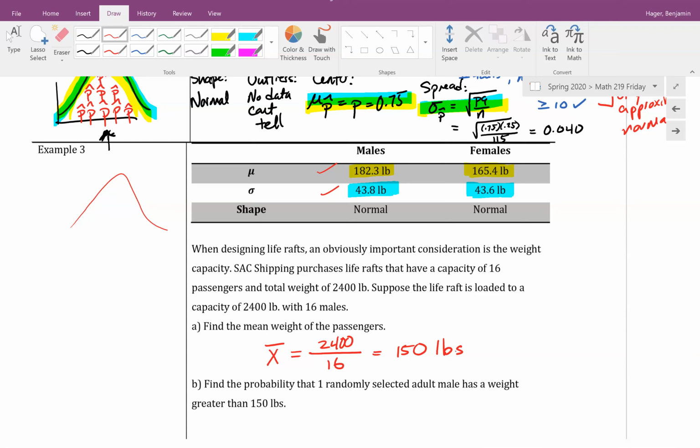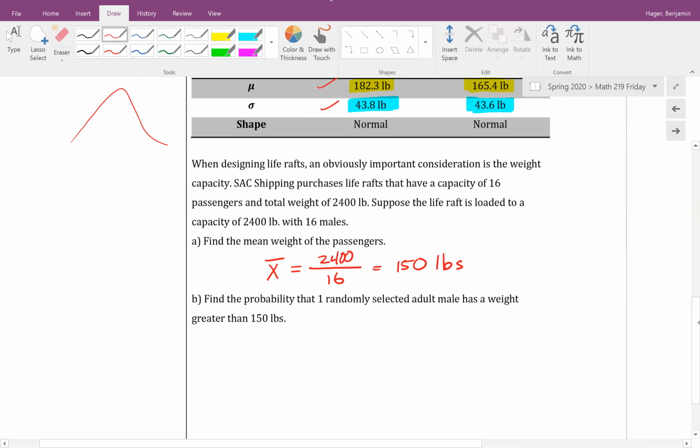Okay, so here it says, find the probability that one randomly selected adult male has a weight greater than 150 pounds. Because you might be thinking of some adult males that weigh more than 150 pounds, some less, but some more. So what's the probability that if you pick an adult male at random, they're going to exceed that? That's what this question is asking.